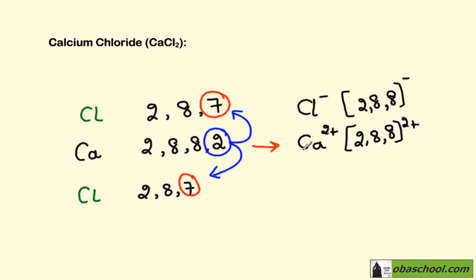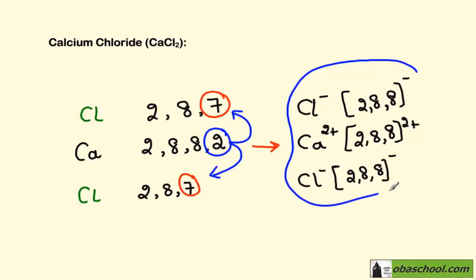The second chlorine is the same as the first, so it becomes Cl-, and it gains 1 electron, which is shown here as 8 electrons instead of 7 in the outermost shell, and a negative charge. This transfer of electrons is how the ionic bond is formed.